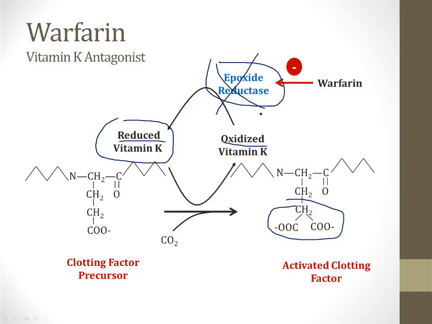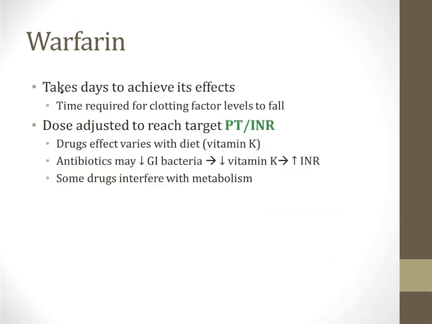By inhibiting this enzyme, all of the vitamin K gets tied up in the oxidized form, and it's not able to make more activated clotting factors. Warfarin takes several days to achieve its effects. This is because the drug doesn't do anything to the clotting factors that are already present. What it does is inhibit the production of new clotting factors. This means you have to wait for the already activated clotting factors to have their levels fall, and then warfarin will blunt the production of new clotting factors.